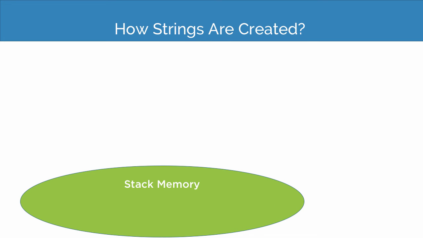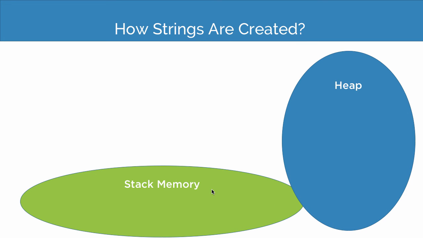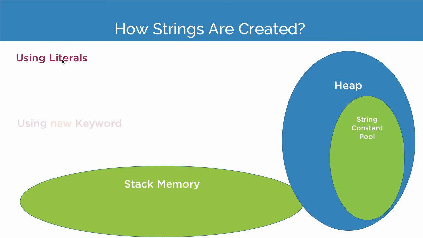To get the answer to our problem, we need to again check out how the strings are created. Here we have the stack memory and the heap memory. This time, inside the heap memory there is one more concept, the string constant pool. Remember, this string constant pool is actually present within the heap memory only. Now again let us check out how the strings are actually created. These are created with the help of literals or the new keyword.